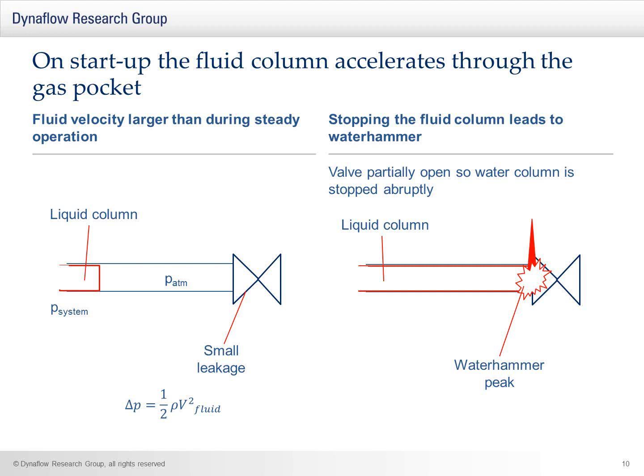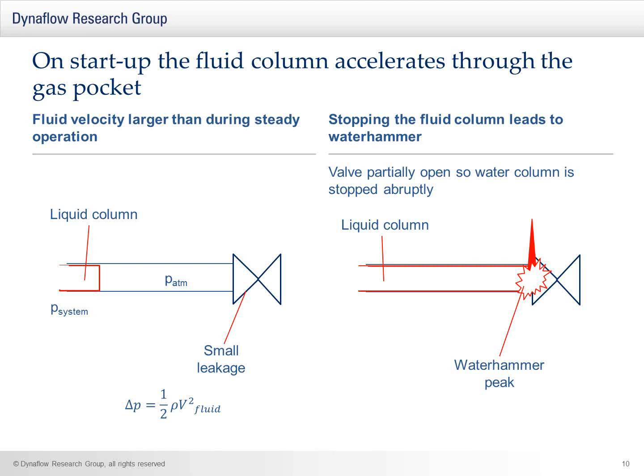So why is that gas pocket such a problem? Well, it leads to fluid velocities that can be larger than during steady state operation. For example, the case on the left, what we're showing is a liquid column entering a system which is partially full with gas. And what you see is the system pressure is higher than atmospheric pressure. System pressure will typically be the discharge pressure from a pump. The gas has typically entered into the system through a small leakage, for example, in a valve.